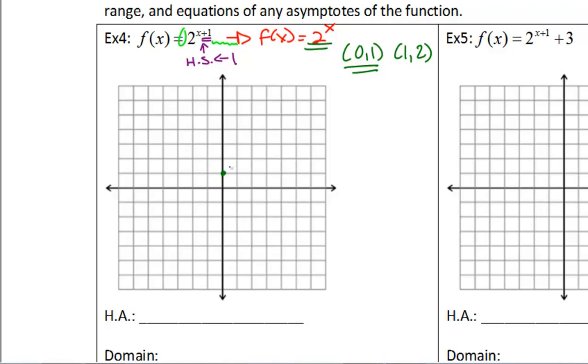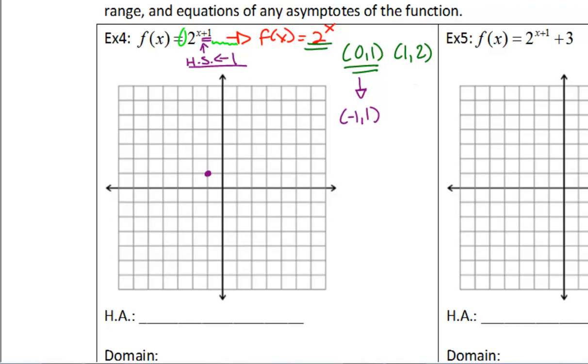Well, what is the transformation for this function? This transformation says I have a horizontal shift of left 1. That's the only thing that I have. So this point needs to go left 1 unit. It goes right there. So this point has now shifted to (-1, 1). I'm going to erase that (0, 1) on there.